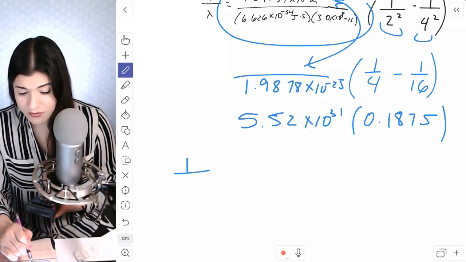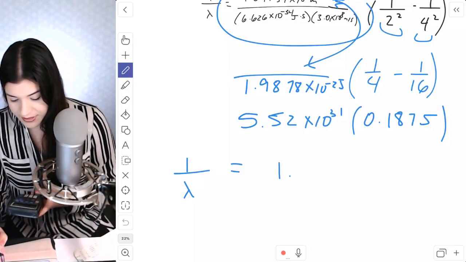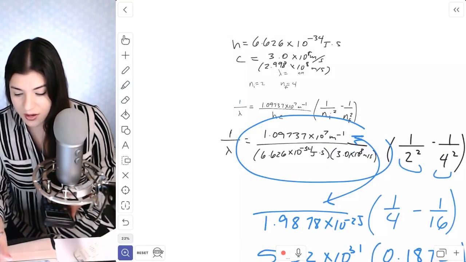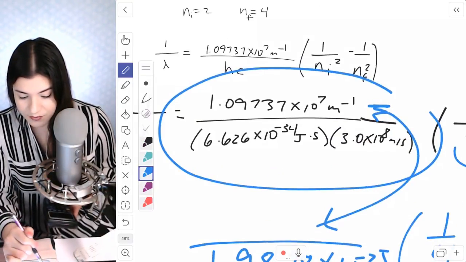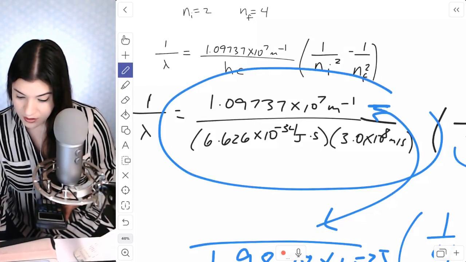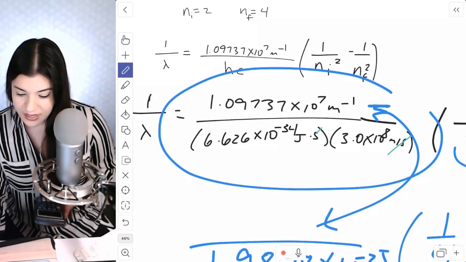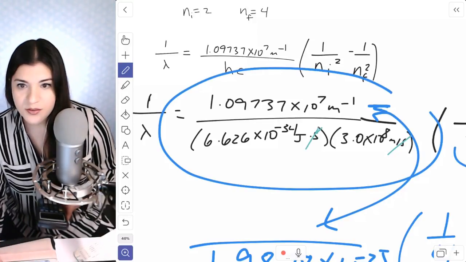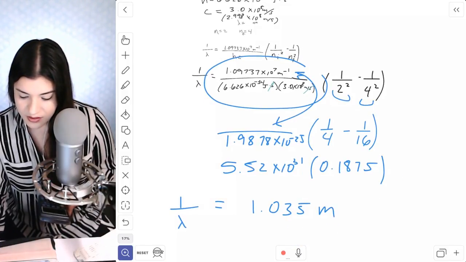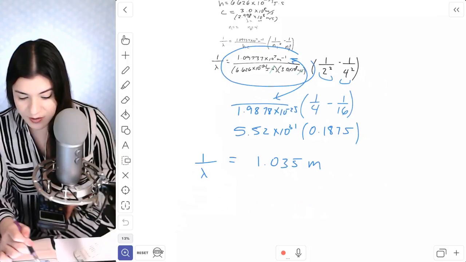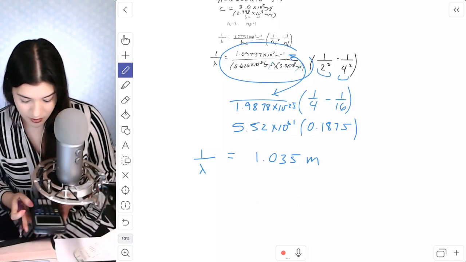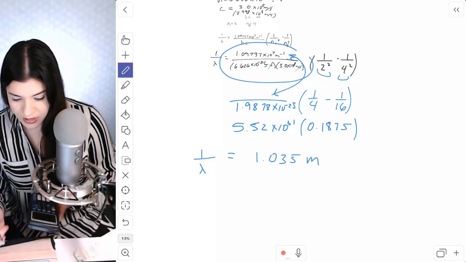All right, this is still going to be 1 over wavelength is equal to 1.035, and this would have been in meters. How I know that is by going back to the units. Here we would have seen that seconds and seconds would cancel, and this would have been given in joules, but that would have canceled. It would have given you meters. It has to give you meters regardless for your wavelength. So don't worry too much about that, but that's what it would have given you.